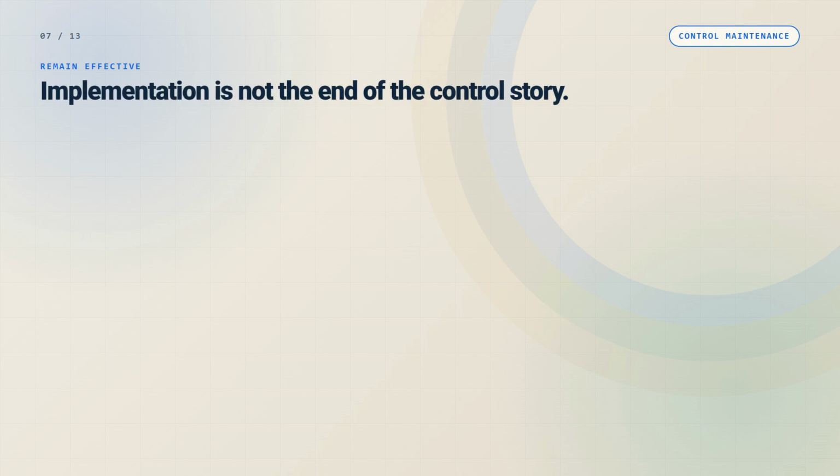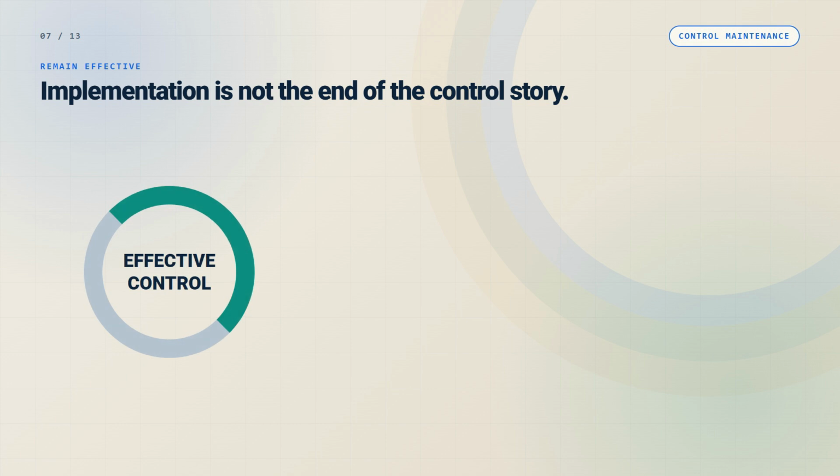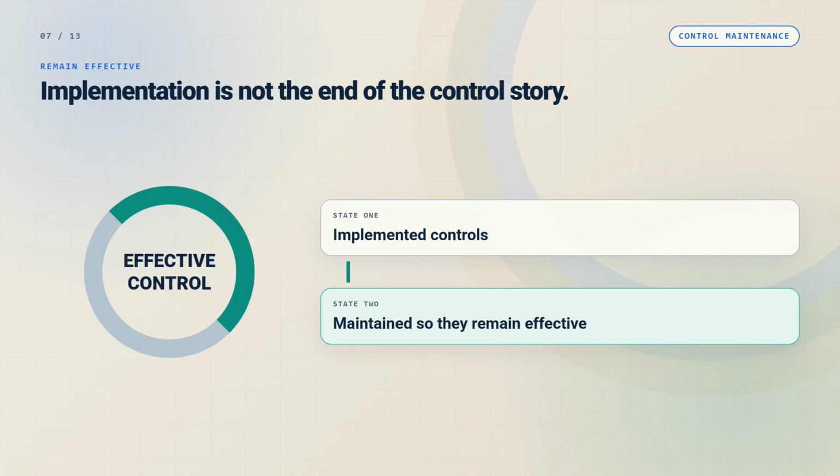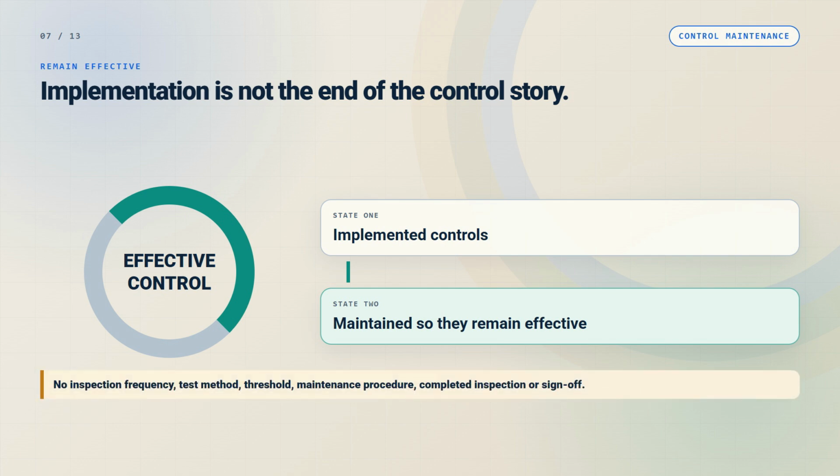Implemented controls must be maintained so they remain effective. The maintenance signal on screen represents that continuing requirement only. It does not set an inspection frequency, test method, acceptance threshold, maintenance procedure or sign-off. A moving indicator cannot prove that a control exists, is suitable, has been checked, or remains effective in actual work.